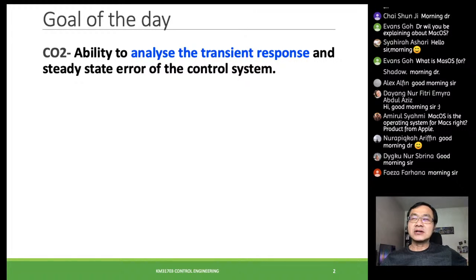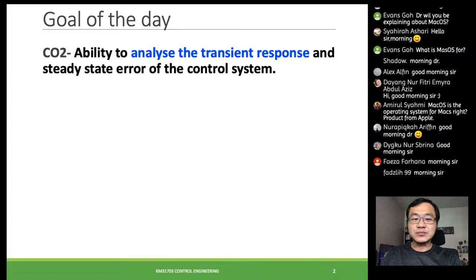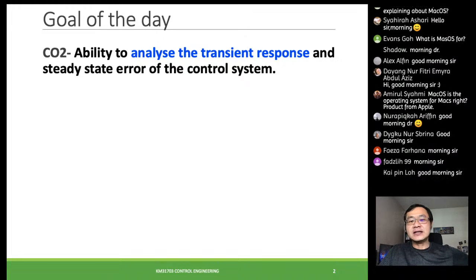transfer functions, right? So our main task today is to address course outcome number 2, which is to see the transient response, how they respond to an input, okay, and how we can make use of it later on, right?